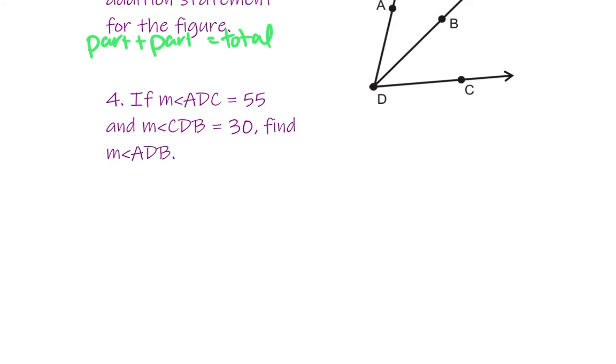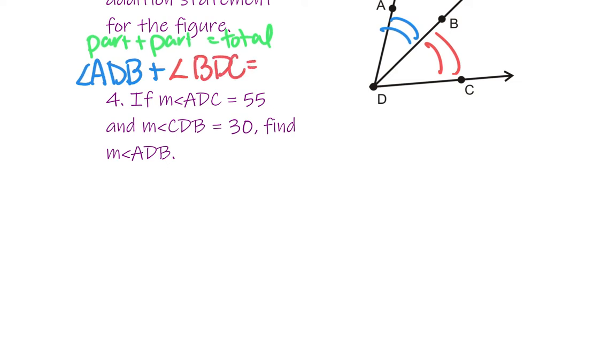Okay, if you did that correctly, it would have been angle ADB. Make sure D is the vertex. It's the middle letter. So that's this guy. Plus this part down here would be angle BDC, and that's going to add up to the entire angle, which should be angle ADC.